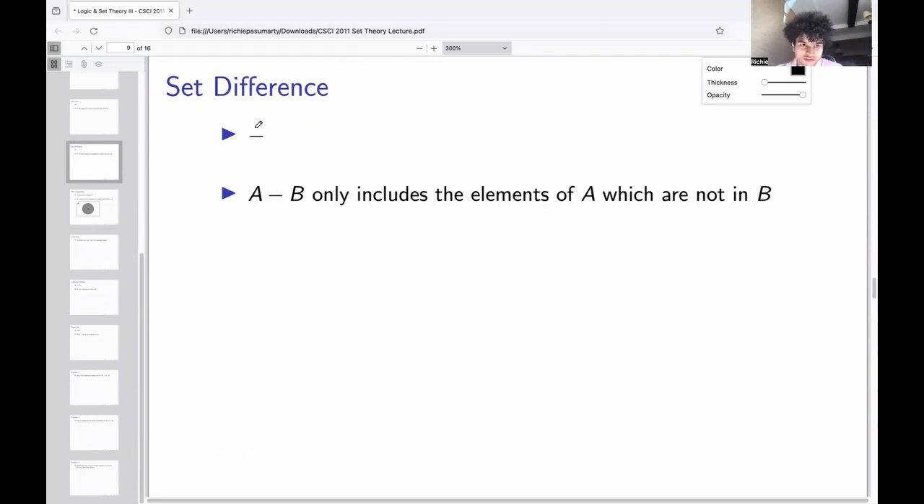Another set operation is the set difference operation. The way I read it is A minus B. I just read it as a minus sign. So this includes the elements of A which are not in B. So what does that mean? Let's go ahead and look through an example.